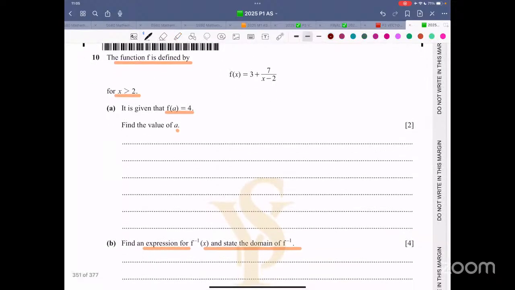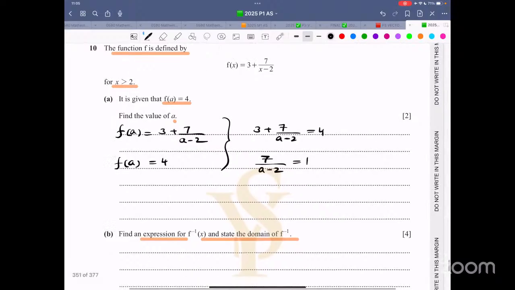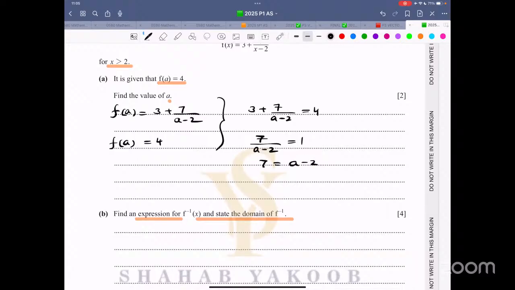So first thing first, f of a, that is 3 plus 7 over a minus 2, and f of a is equal to 4. So therefore, 3 plus 7 over a minus 2 is 4. 7 over a minus 2, 4 minus 3 is 1. 7 is equal to a minus 2 into 1. Therefore, a comes out to be 9. So that is the first thing, very basic thing.